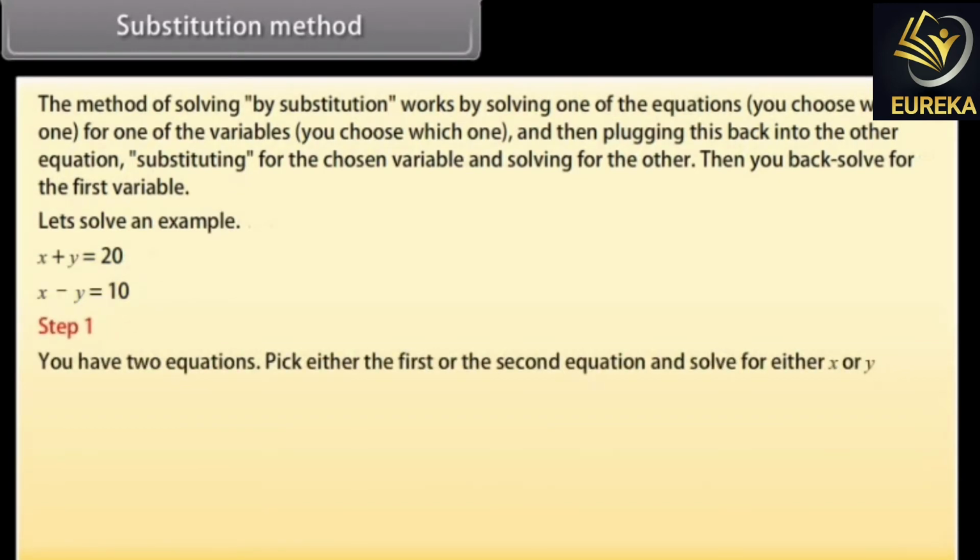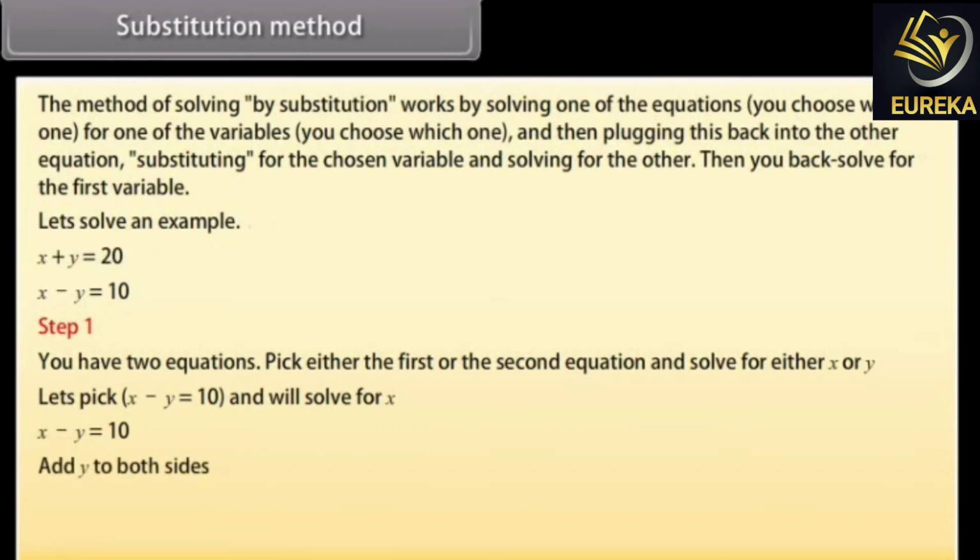Step 1. You have two equations. Pick either the first or the second equation and solve for either x or y. Let's pick x minus y is equal to 10 and we'll solve for x. x minus y is equal to 10. Add y to both sides. x minus y plus y is equal to 10 plus y. x is equal to 10 plus y.